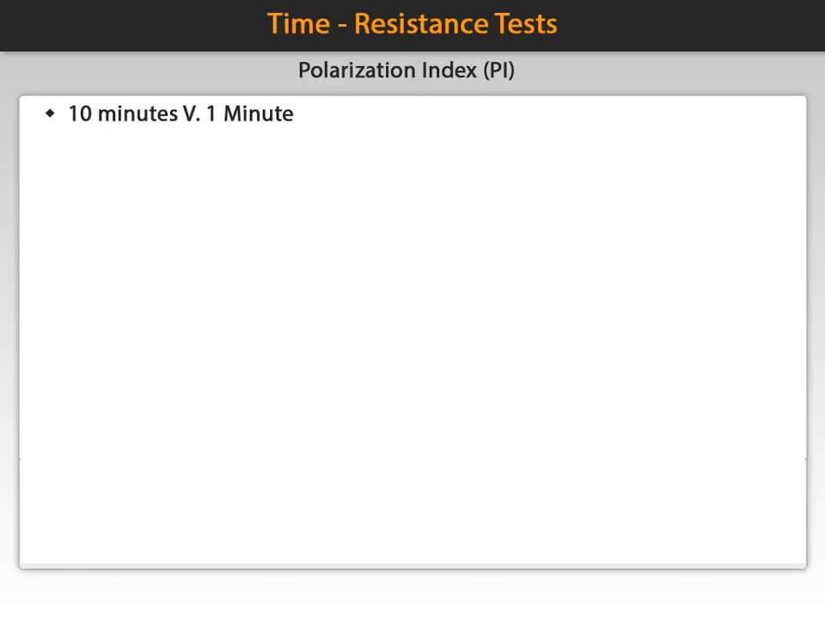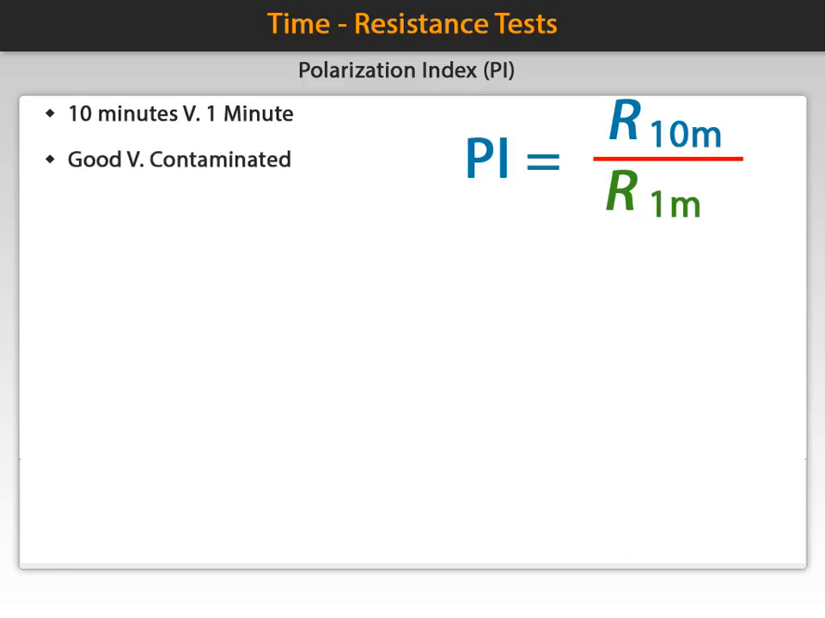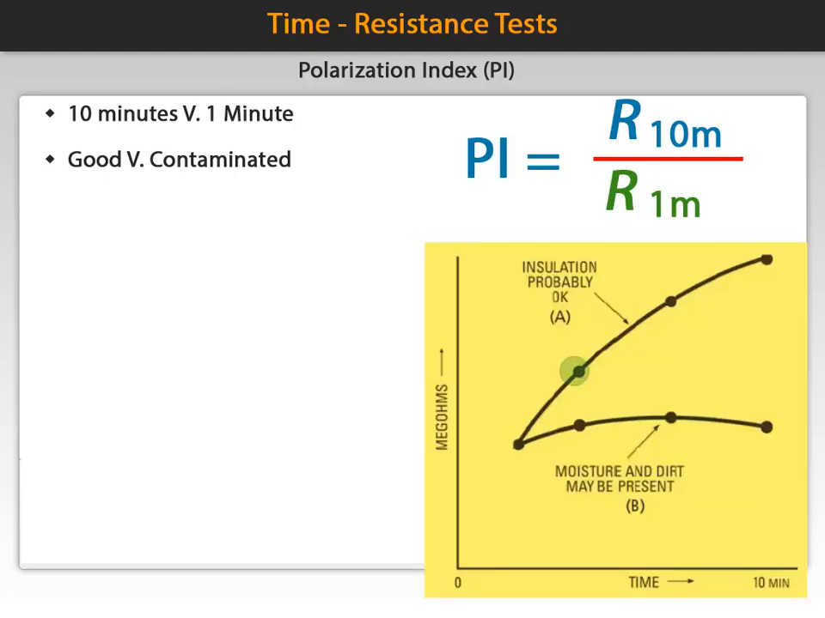Here is the formula. PI, or polarization index, is equal to IR, or insulation resistance, at 10 minutes over IR at 1 minute. It is based on the absorption effect of good insulation compared to that of moist or contaminated insulation. You simply take successive readings at specific times and note the differences in the readings. Tests by this method are sometimes referred to as absorption tests.